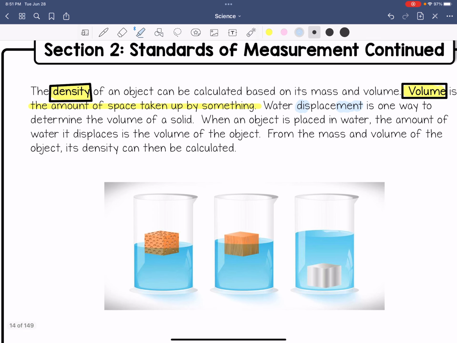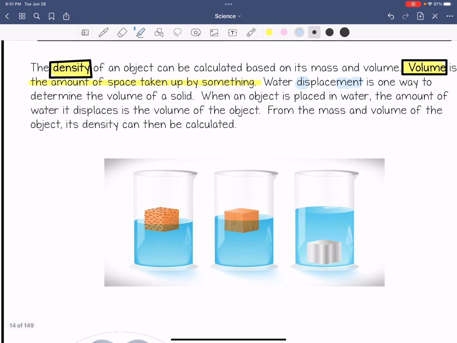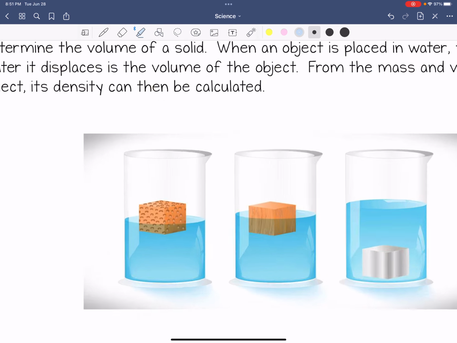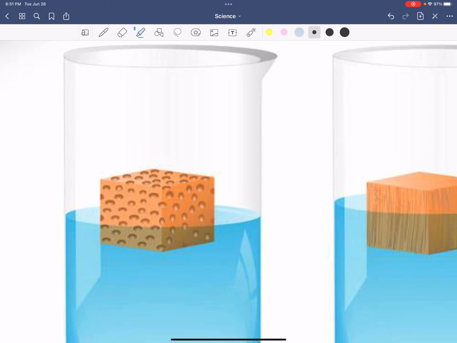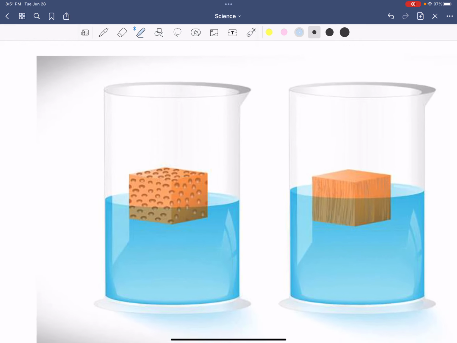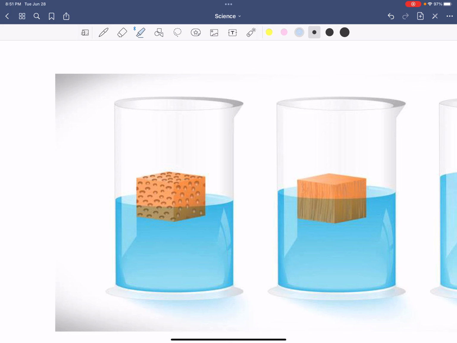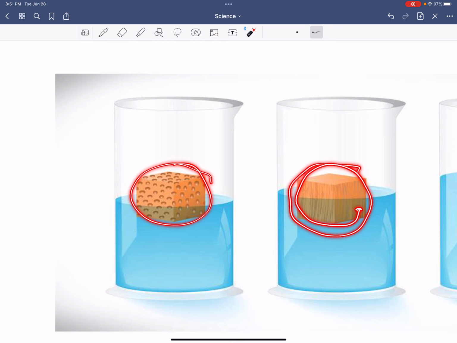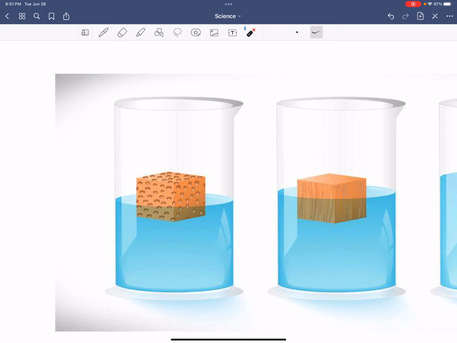So here's a good example of water displacement. We've got what looks like, I'm not sure what that is. I thought it was a sponge, and maybe it is. We drop that piece of sponge on the water. And notice that this sponge and this block of wood are exactly the same size. We drop this block of wood on the water, and you notice that it's falling deeper below the water line. So what conclusion could we draw from that?